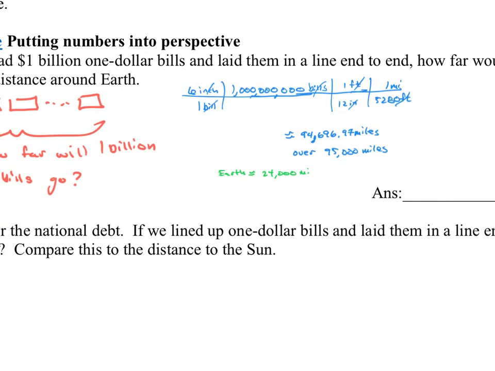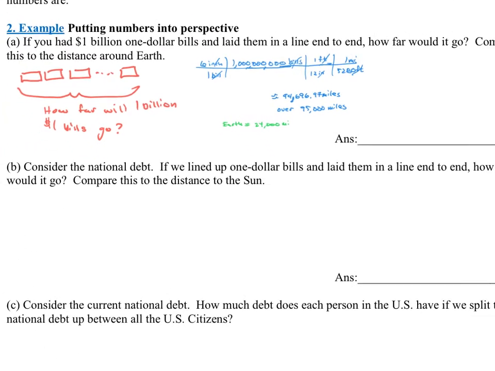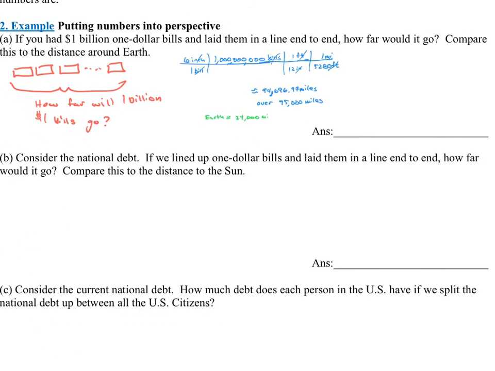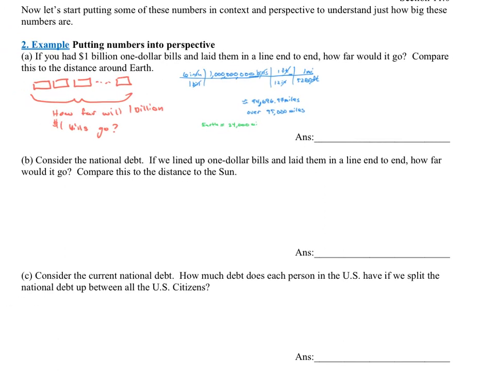Okay? Now it says, consider the national debt. If we lined up $1 bills and laid them in a line end to end, how far would it go? Well, let's see this out. Same exact thing here, except now it's the national debt. Well, what's the national debt? The national debt we found was, what, approximately $25 trillion? The national debt was $25 trillion. So let's do that same conversion.